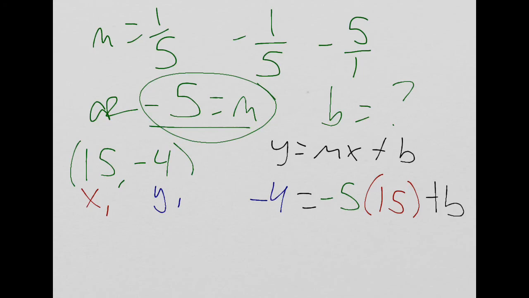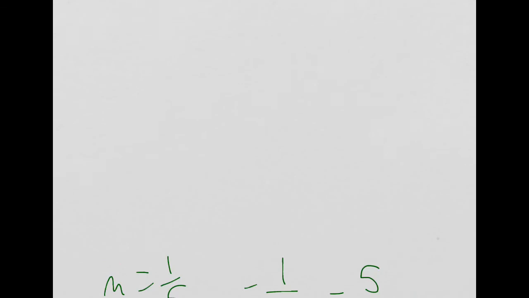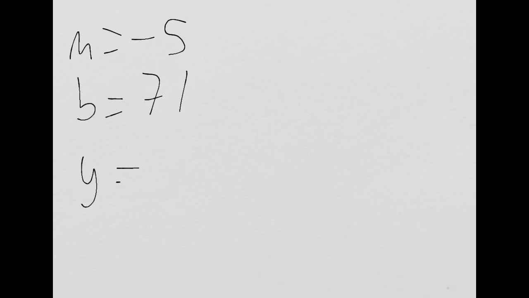So now I just need to solve for b. Negative 5 times 15 is going to give me negative 75. Negative 4 equals negative 75 plus b. I'm going to add 75 to both sides. And I end up with b equals 71. So now I have my m and my b. M equals negative 5 and b equals 71. So I can write out my equation, y equals negative 5x plus 71. This is the line that is perpendicular to my original line and passes through the point 15 comma negative 4.